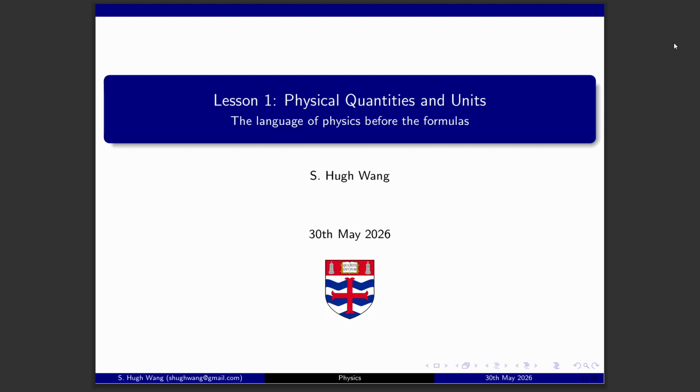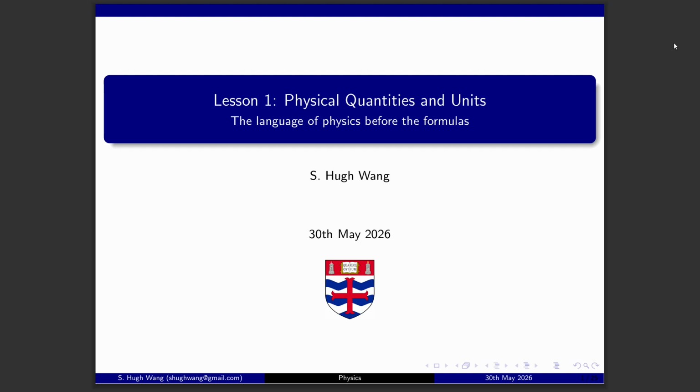In this lesson we're going to start with one of the most important foundations in physics: physical quantities and units. Before we rush into equations, calculations and problem solving, we need to understand the language that physics uses. That language is built from quantities, numbers, and units. A very important habit in physics is this: do not just look at the number, always look at the unit. If the unit is wrong, the answer may be physically meaningless, even if the calculation looks reasonable.